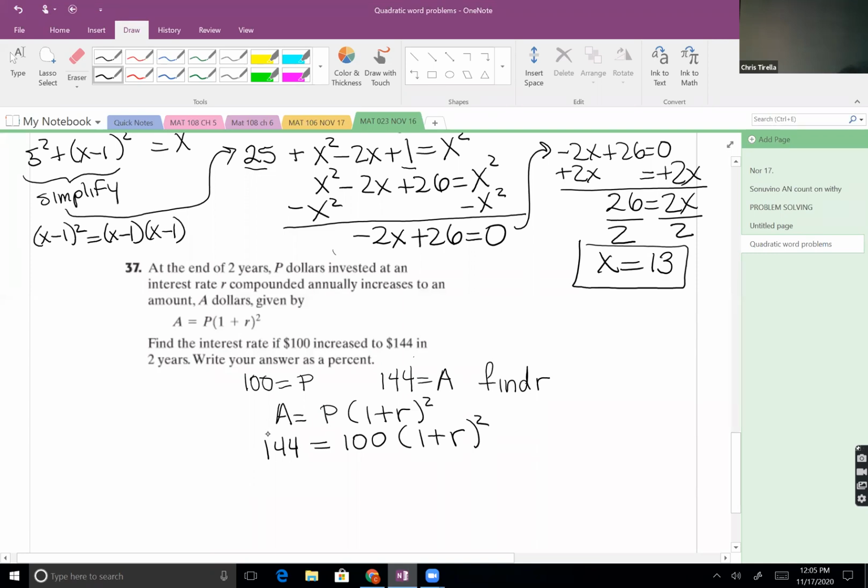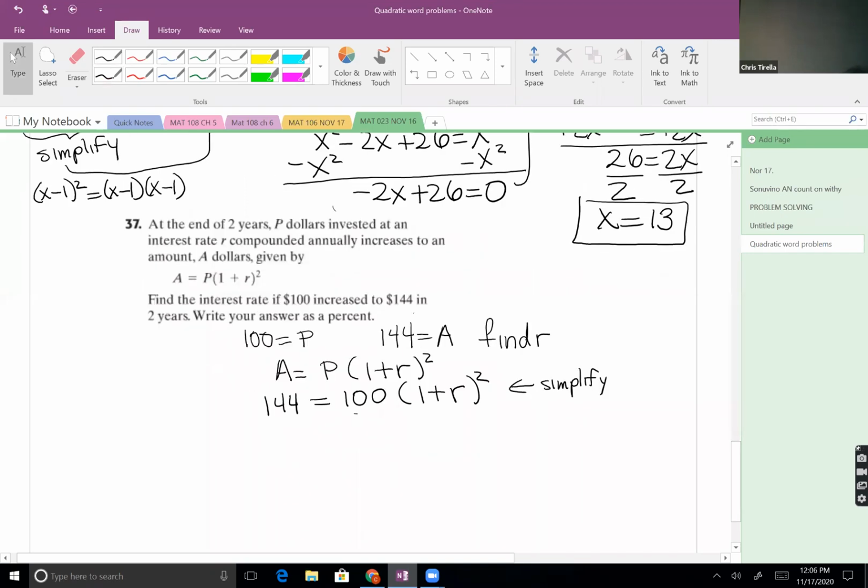This side is not 0. So I think we need to work this side out. We need to simplify it. So I've got 144 there. I've got 100 times, order of operations. Shouldn't I do my exponent first?